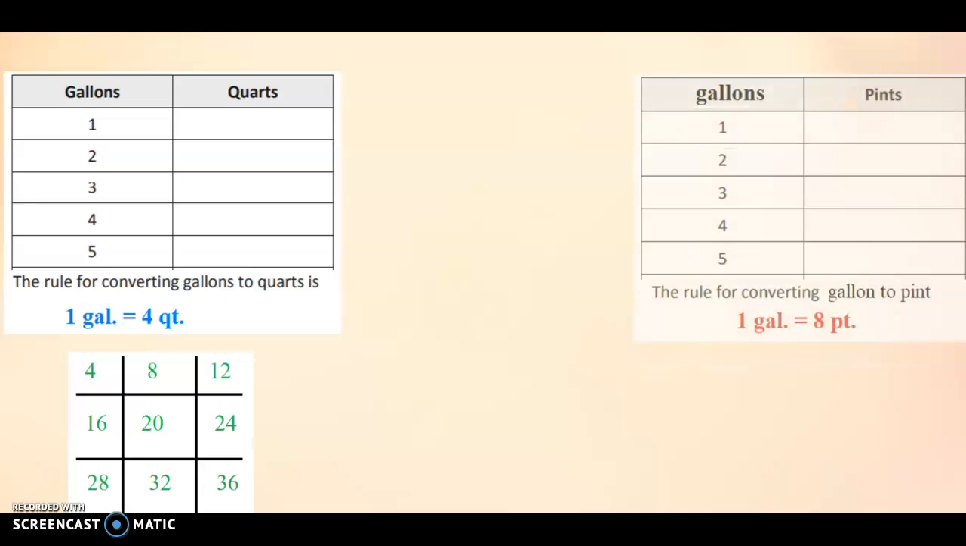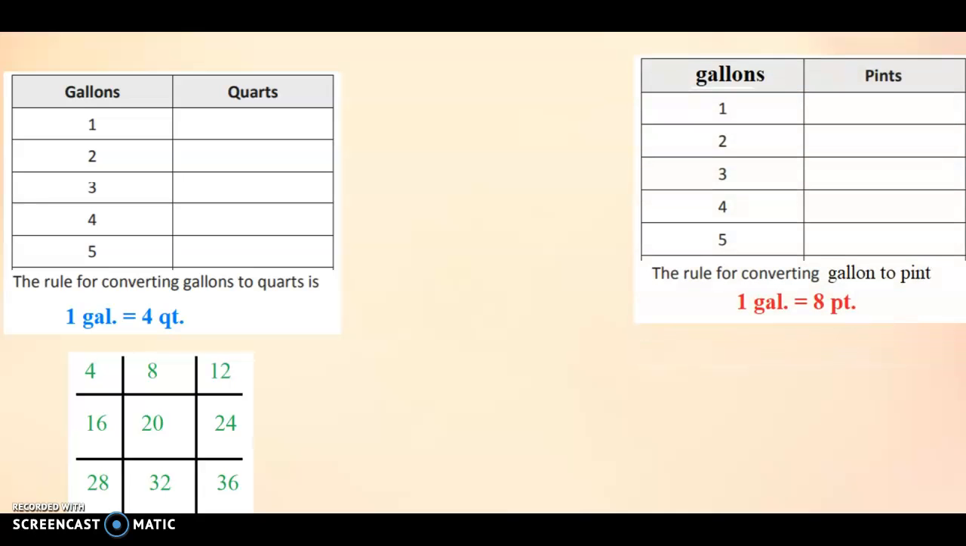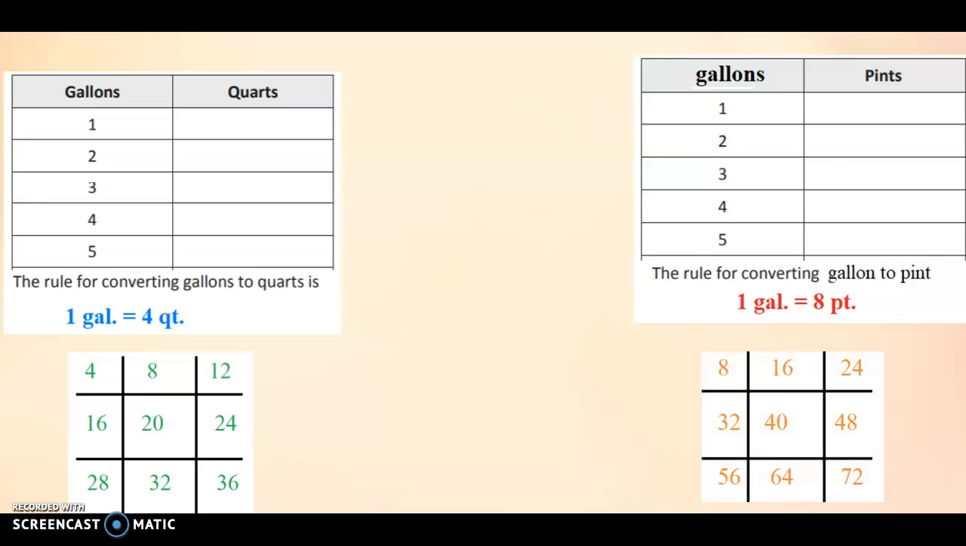Then you learned about converting gallons to pints. The rule for converting gallons to pints is 1 gallon equals 8 pints. So the hashtag is going to be for your 8, right? Hashtags are really helpful for solving problems with units and many other types of problems.